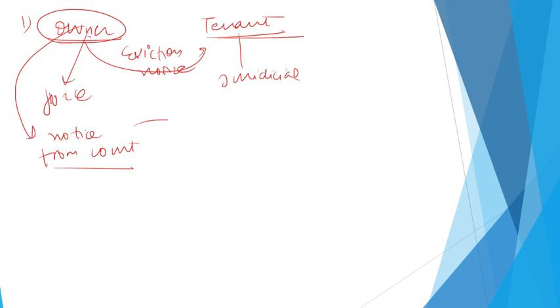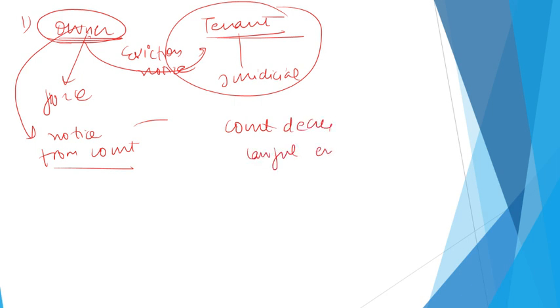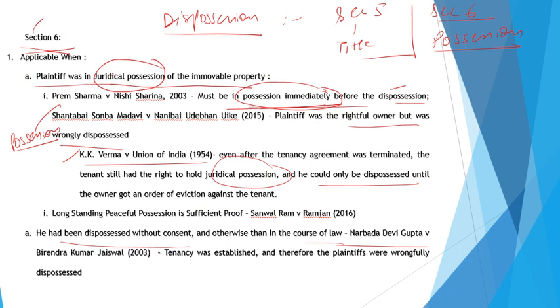What is "otherwise than in due process of law"? If this dispossession is happening without any court decree, without any lawful eviction process, and there is no statute, no case, no court that has given it, till then the tenant will hold the juridical possession. This means that an eviction notice is not enough. Proper following of the court process is important. Notice of eviction from the court and a proper court decree are required. Till then, the tenant will hold the juridical possession of that particular land.